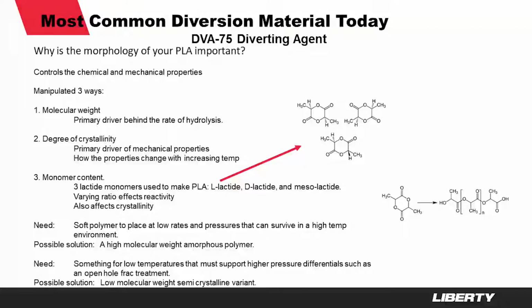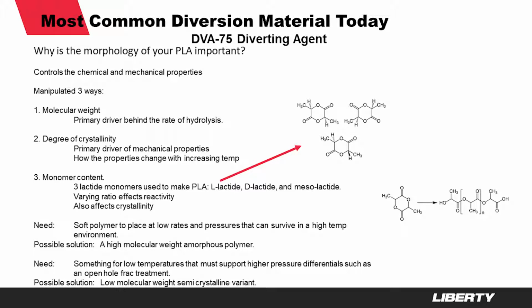Why is the morphology of your PLA important? Because the morphology controls the chemical and mechanical properties of PLA. And it's manipulated in 3 primary ways. First, the molecular weight. The molecular weight is the primary driver behind the rate of hydrolysis.